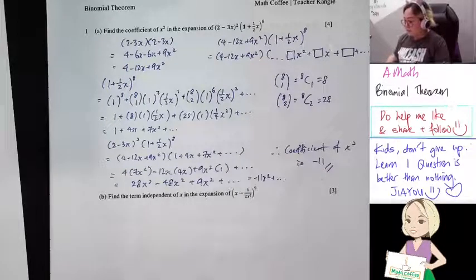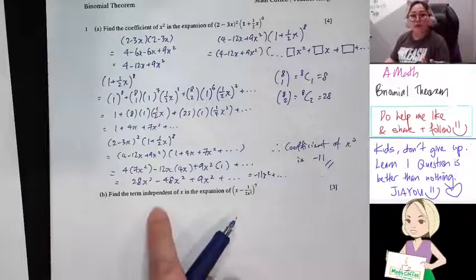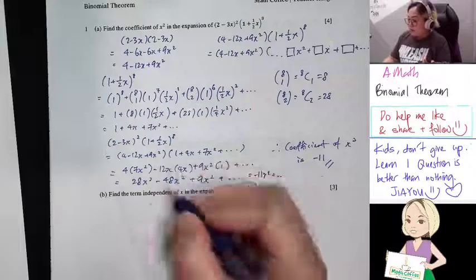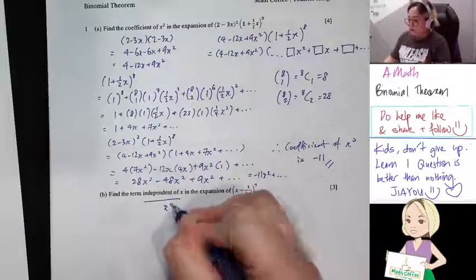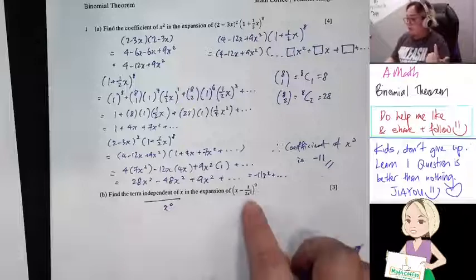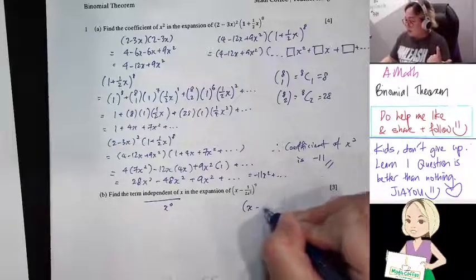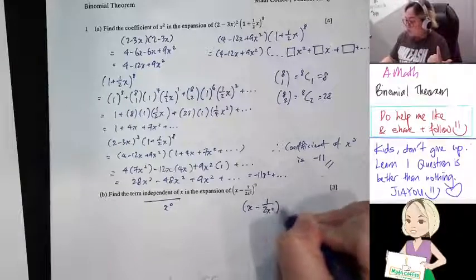Okay, now let's take a look at this one. This one straight away asks you for the term independent of x. When they say independent of x, it means x to the power of 0. In other words, it's asking for a constant. Constant is x to the power of 0 because x to the power of 0 is 1. So now let's take a look at this one: x minus 1 over 2x squared, to the power of 9.